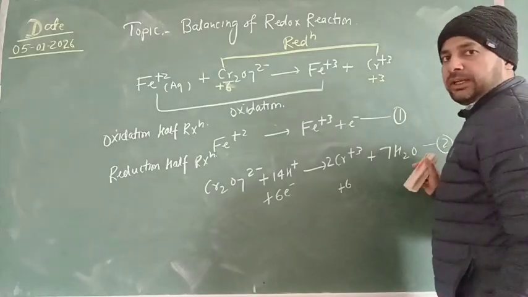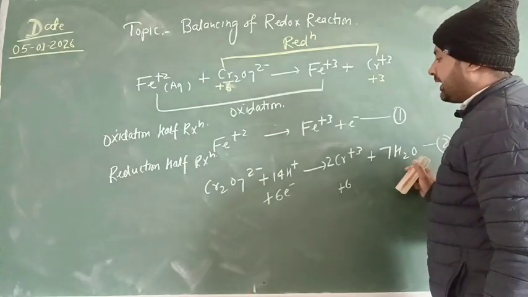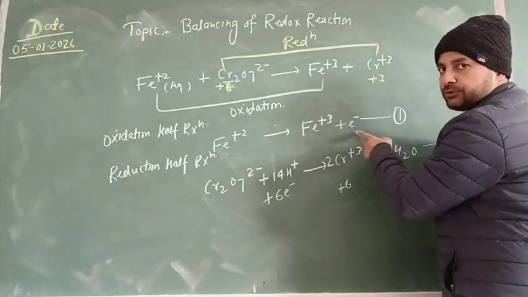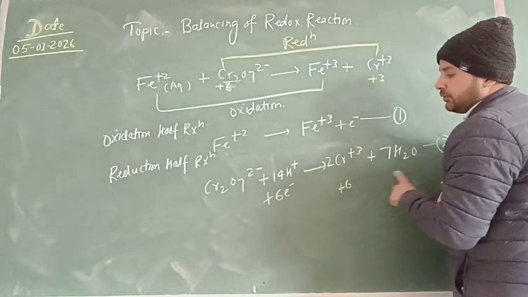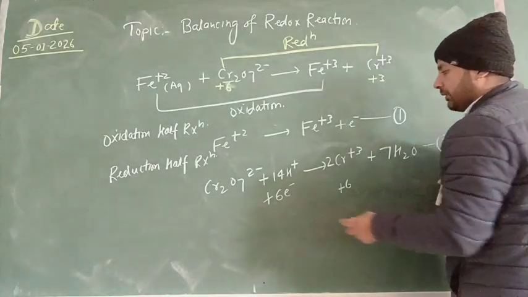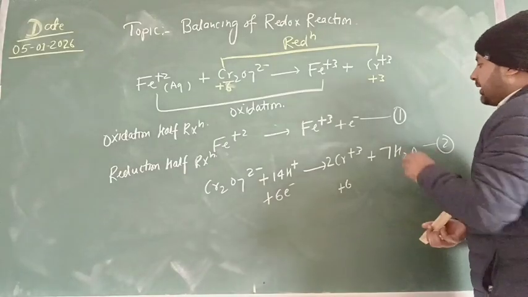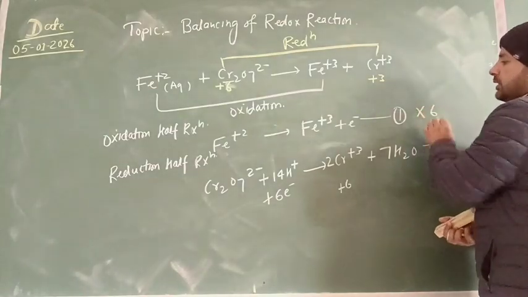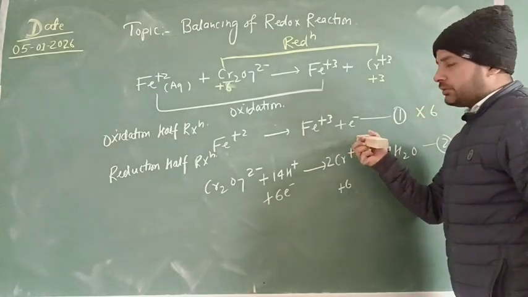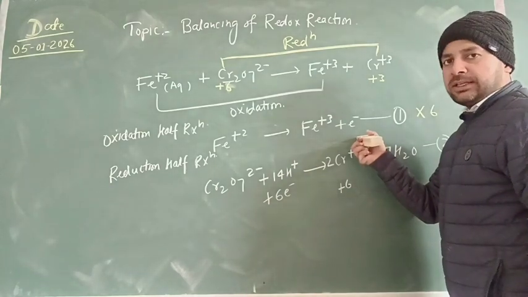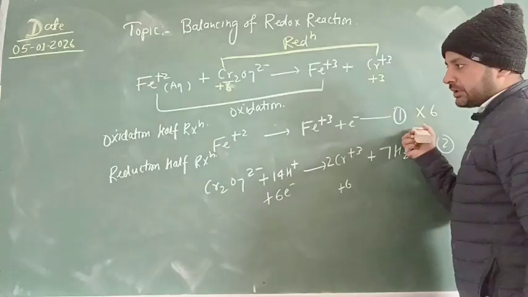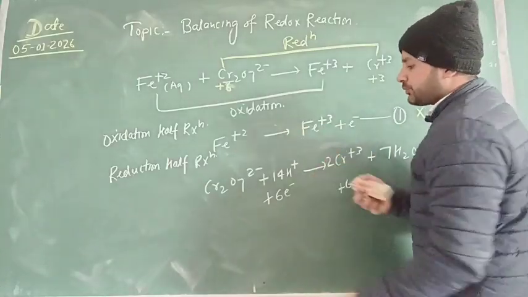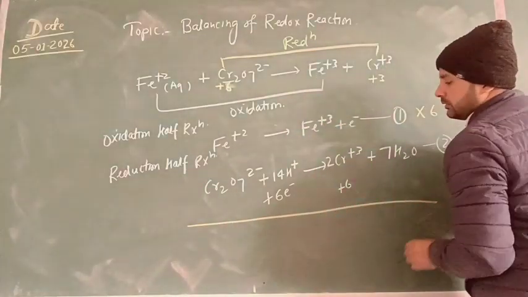So in the net equation, what do we have to do? We have to remove all the electrons. In equation 1 there is just 1 electron, but in equation 2 there are 6 electrons. So what will we do? We will multiply equation 1 by 6 just to balance the number of electrons, so they will cancel out in the net equation. Okay. So after multiplying equation 1 by 6, what will the net equation be?